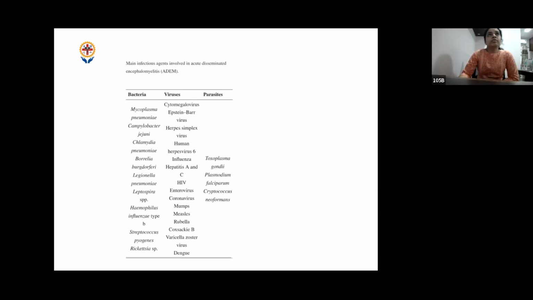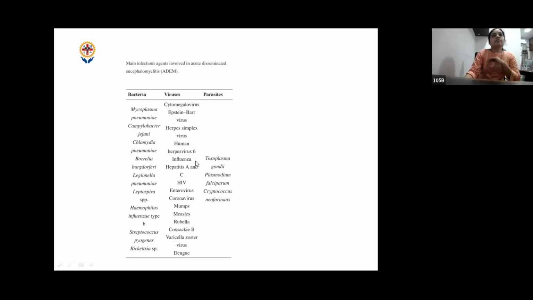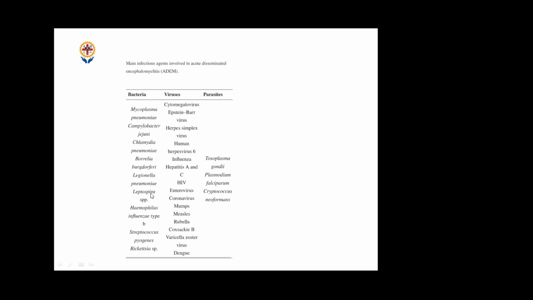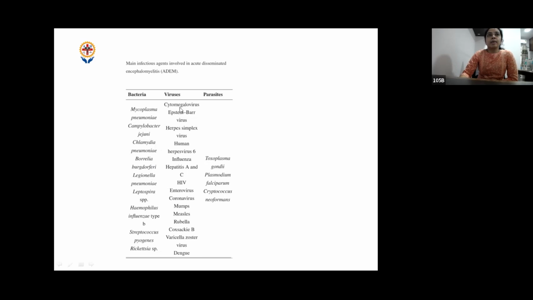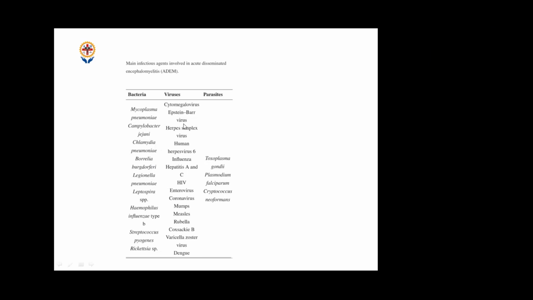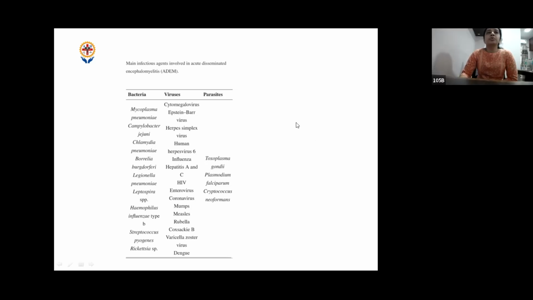Coming to the etiology of acute disseminated encephalomyelitis, it is also described as post-infectious encephalomyelitis. Most commonly, it is seen after infections, and the following organisms are implicated. The most common bacteria implicated are Mycoplasma pneumoniae, Campylobacter, Chlamydia, Borrelia, Legionella, Leptospira. Common viruses include cytomegalovirus and others.